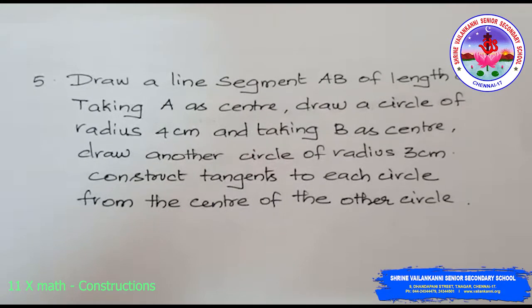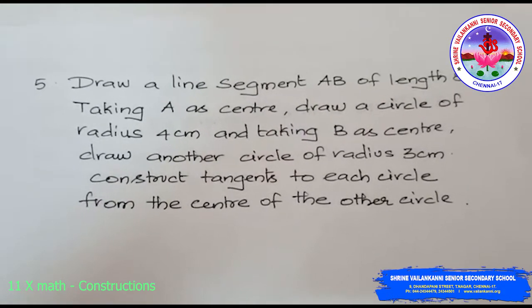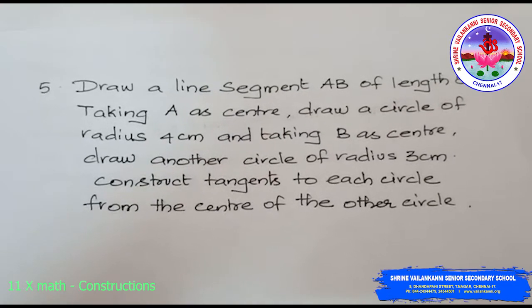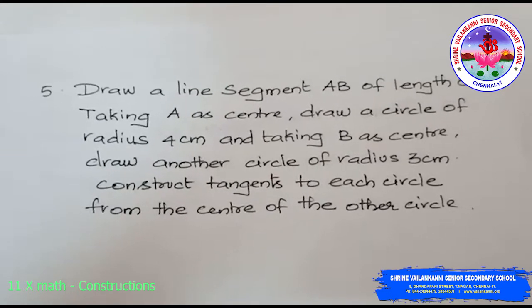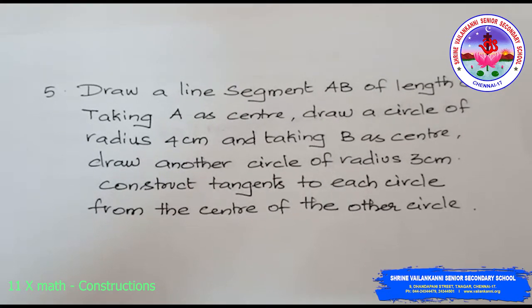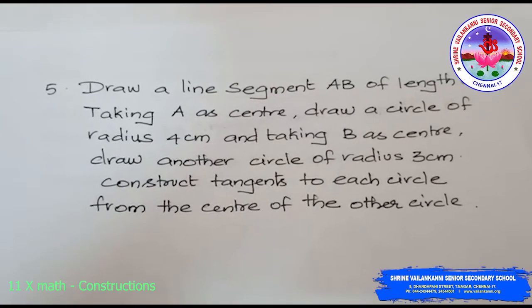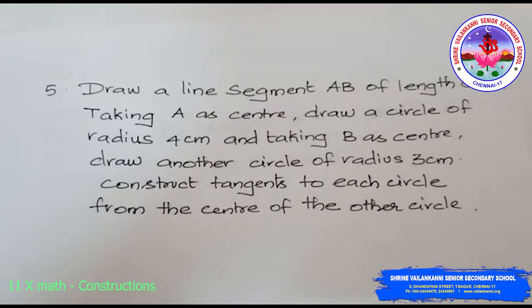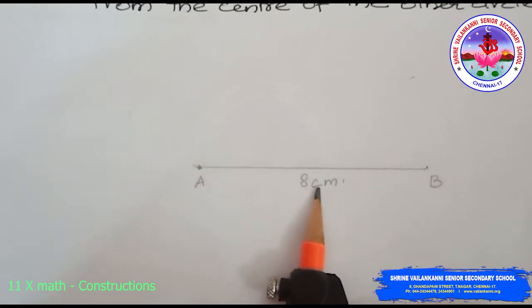Fifth problem. Draw a line segment AB of length 8 cm. Taking A as center, draw a circle of radius 4 cm, and taking B as center, draw another circle of radius 3 cm. Construct tangents to each circle from the center of the other circle. Draw a line segment AB of length 8 cm.